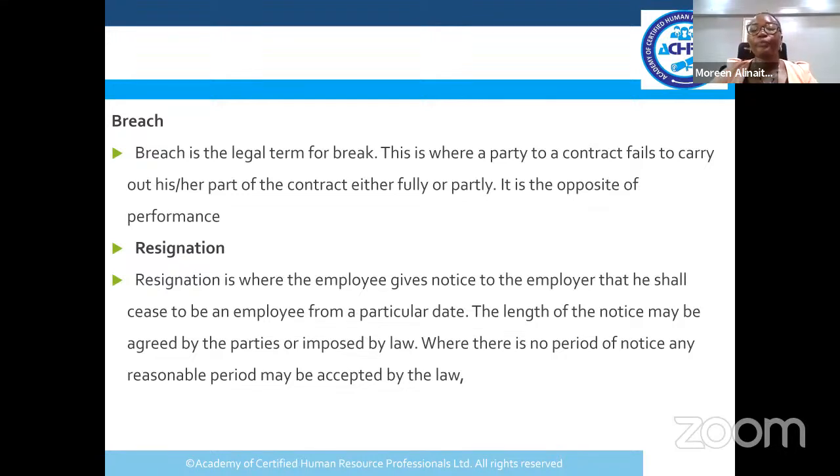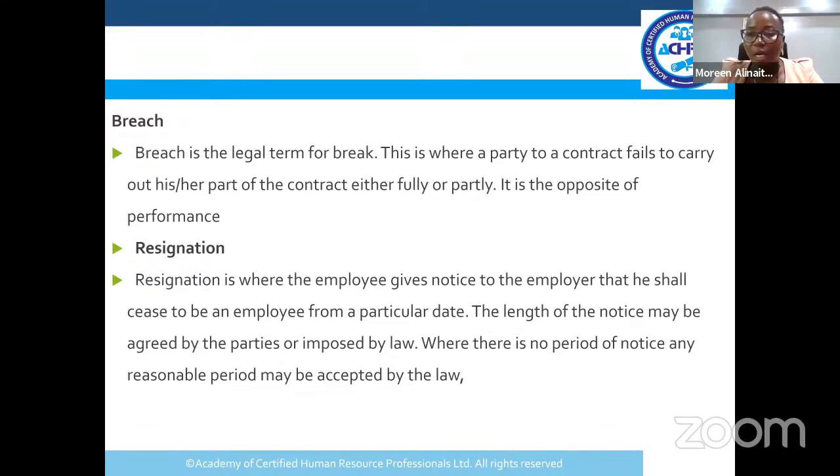So this is where a party to a contract fails to carry out his part of the contract, either fully or partly. It is the opposite of performance. So when either party breaches the terms of the contract, it will have to come to an end.